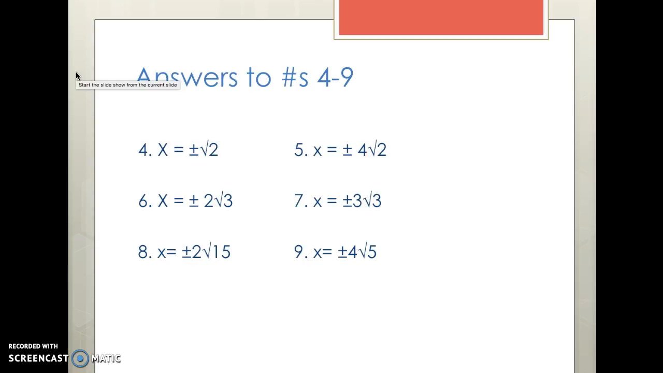For number 4, you're going to get plus or minus the square root of 2. Number 5, you're going to get x equals 4 times the square root of 2. Number 6, x equals 2 times the square root of 3. Number 7, x equals 3 times the square root of 3. Number 8, x equals 2 square root of 15. And number 9, x equals plus or minus 4 times the square root of 5.